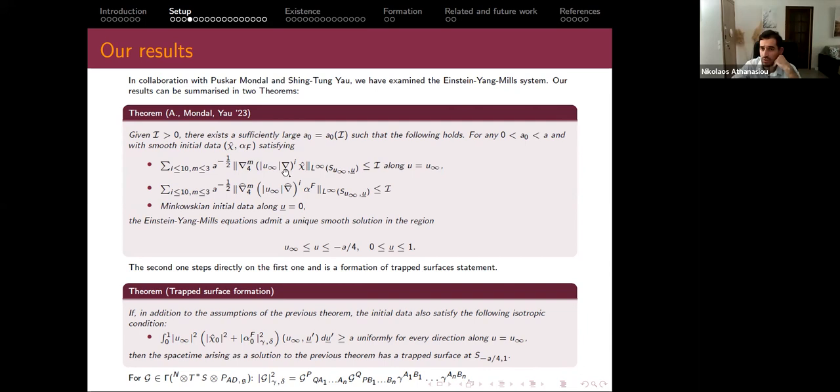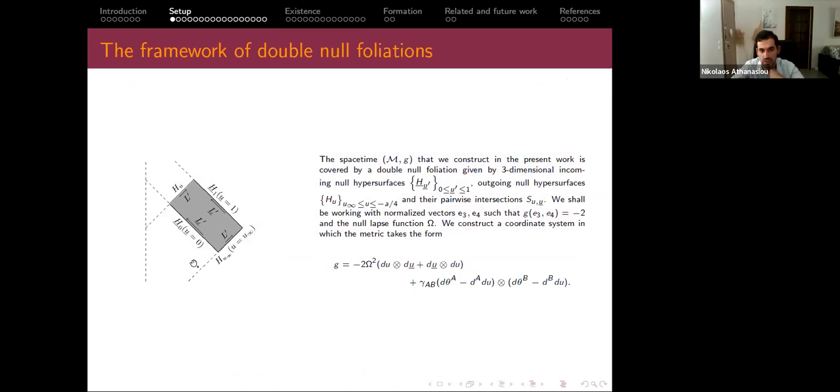largeness condition along u equals u infinity on the initial slice, and Minkowski initial data along u bar equals zero, then the Einstein-Yang-Mills equations admit a unique smooth solution in the region that we see here. So between u infinity and minus a over four, and zero to one for u bar. So we're talking about this, right? u bar goes from zero to one, and u goes from u infinity to minus a over four.